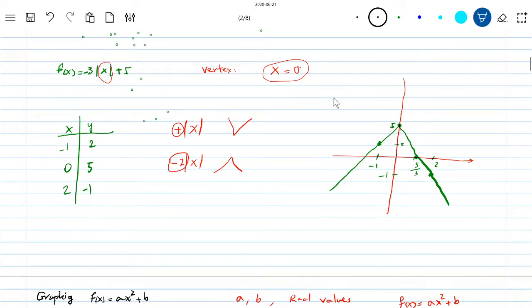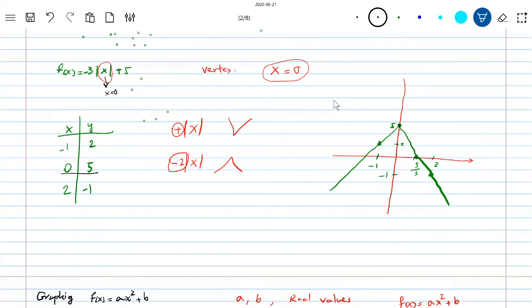You'll have -3 times absolute value of x plus 5. First, find the vertex point. Vertex point happens at x equal to 0. Then how do you find the y value? Replace 0 into the function. I replaced 0 and I got 5.